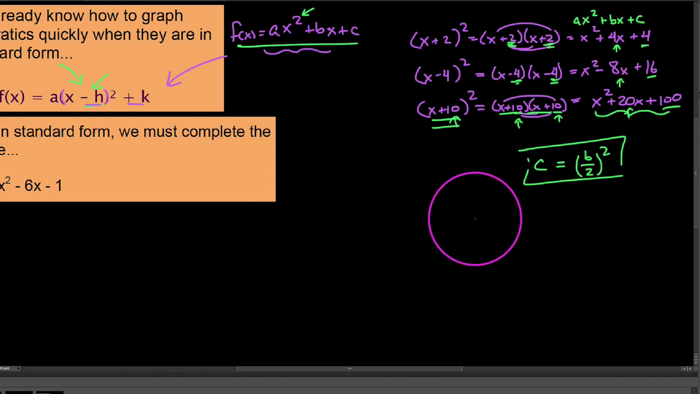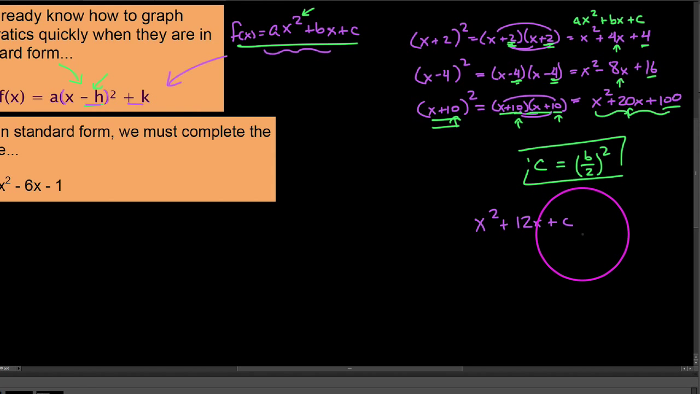So that is to say, if I had some x squared plus, let's say, 12x plus some constant here, let's answer this question. What would I really want the c value to be equal to so that I could rewrite this in this form right here, okay? According to what I've got written here, what I want c to be equal to is half of my middle term, and not just half my middle term, but half my middle term squared.